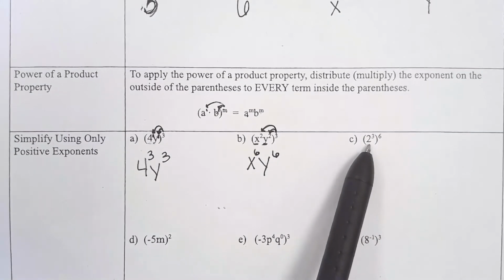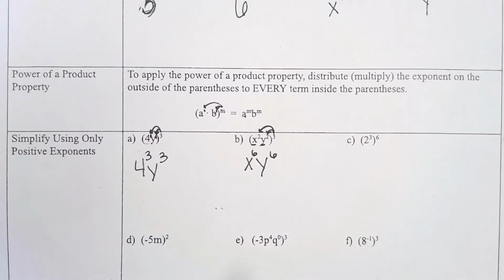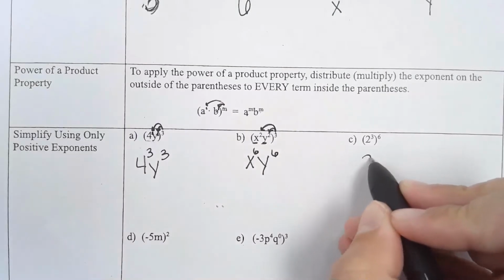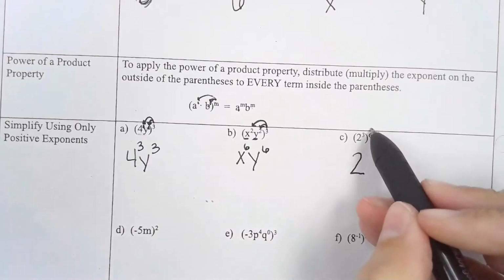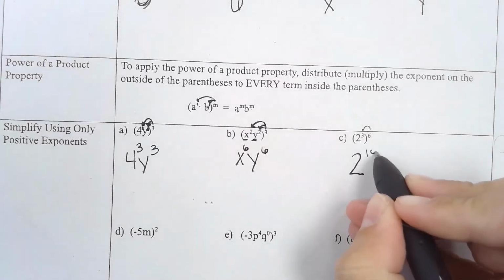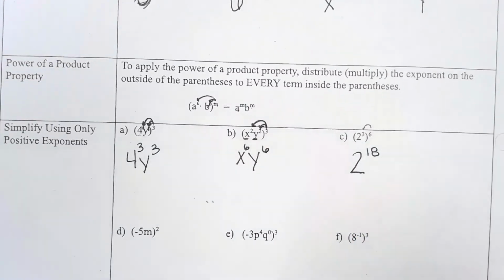Okay, look at C. Notice how everything is simplified inside, so you're just going to keep your base. So your base is 2, and then you're just going to multiply your exponents. 3 times 6 here is 18. So your answer is 2 to the 18th power.